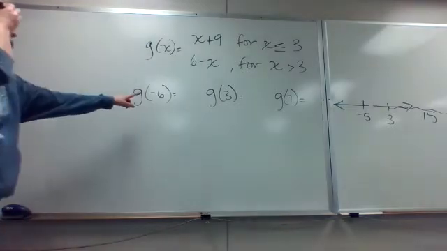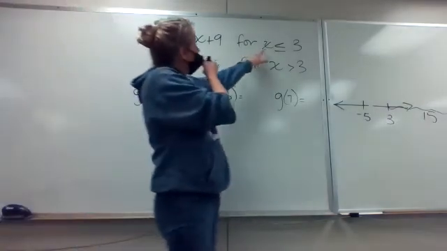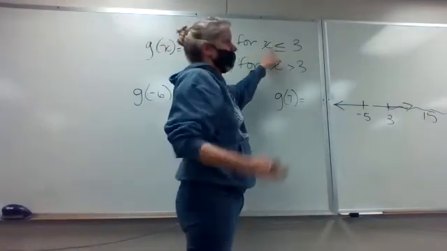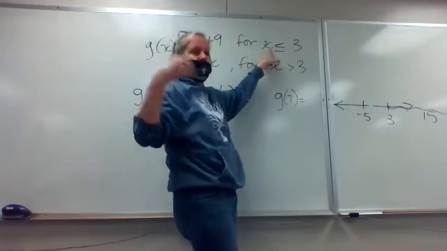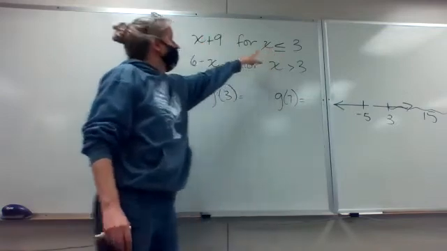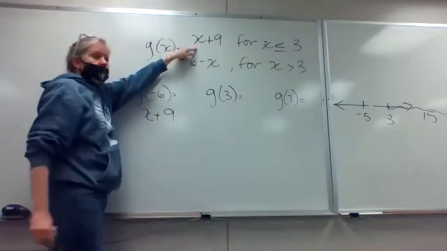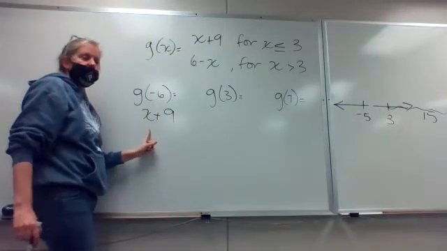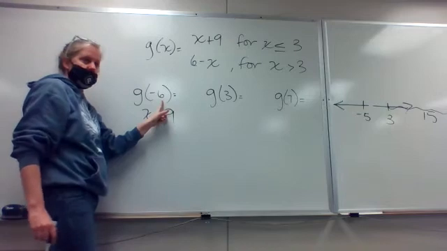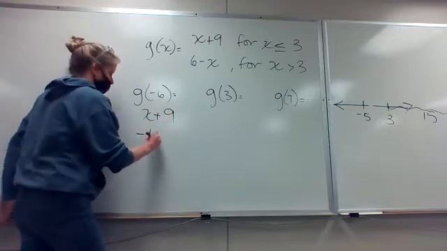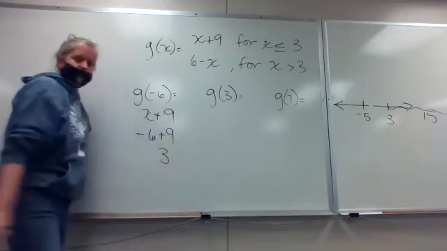So let's see, negative 6. Is negative 6 less than or equal to 3? Is it on this side of the number line from 3? Yes. So what is that piece? Then plug in for the x with whatever's in it. So negative 6 plus 9, which gives me 3.